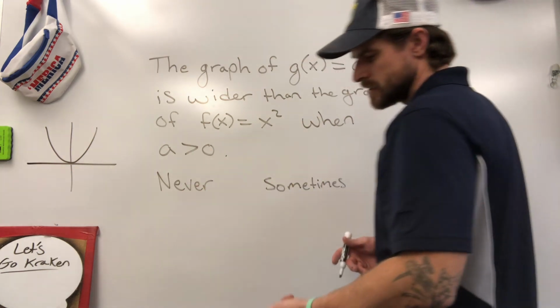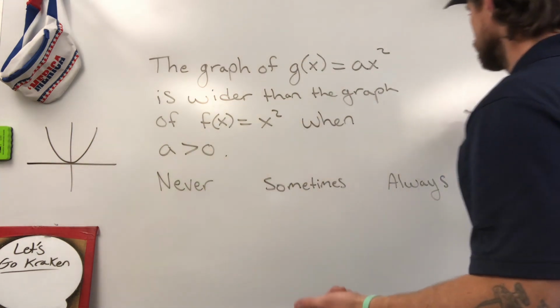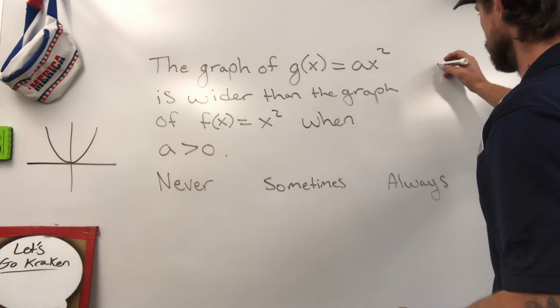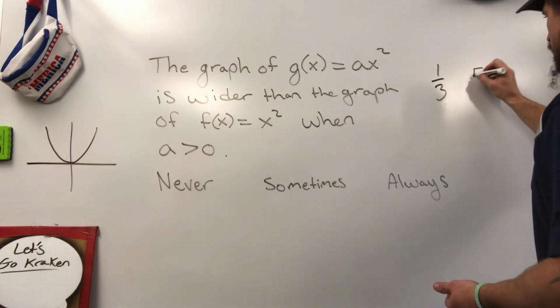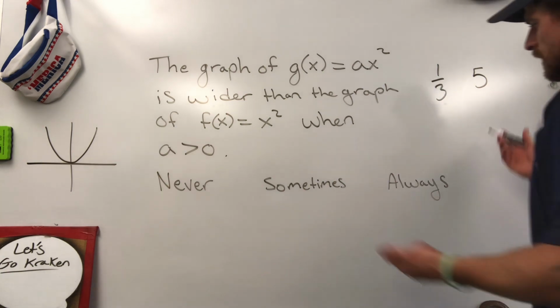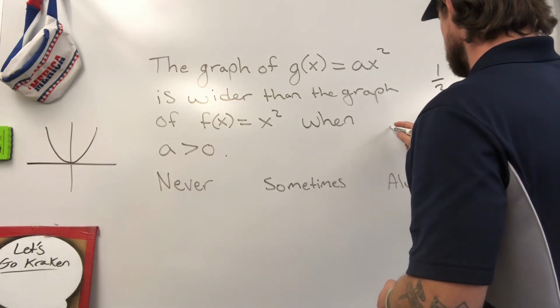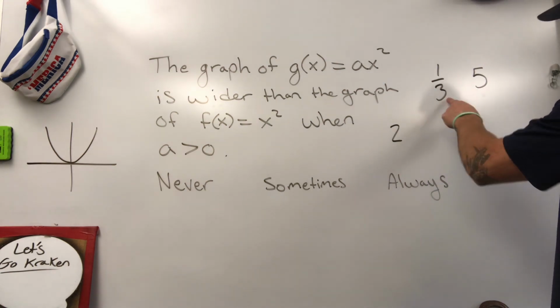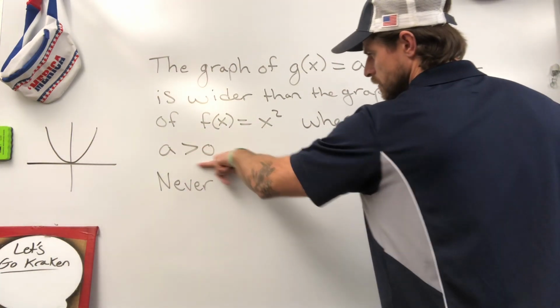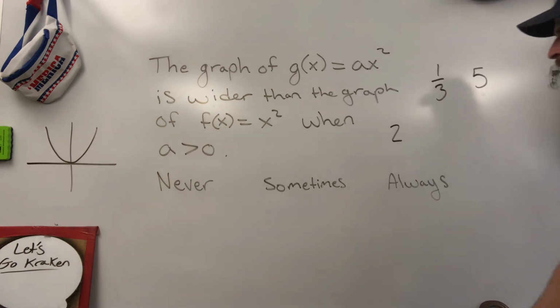Numbers that are greater than 0 are all positive. So let's just list out a couple of numbers that are greater than 0. If I did 1/3, that's bigger than 0. If I did 5, that's bigger than 0. If I did 2, bigger than 0. So all three of these numbers are greater than 0, so it follows what it's telling us to.